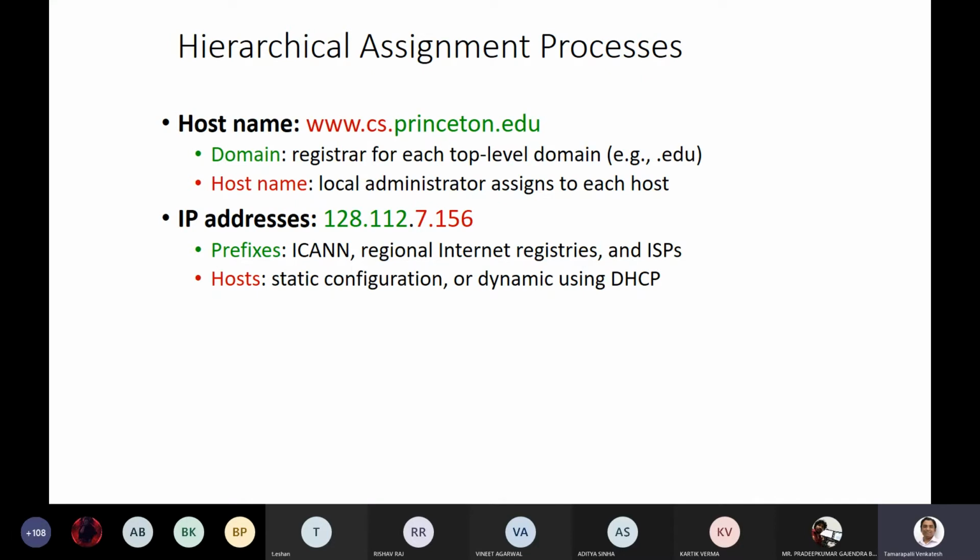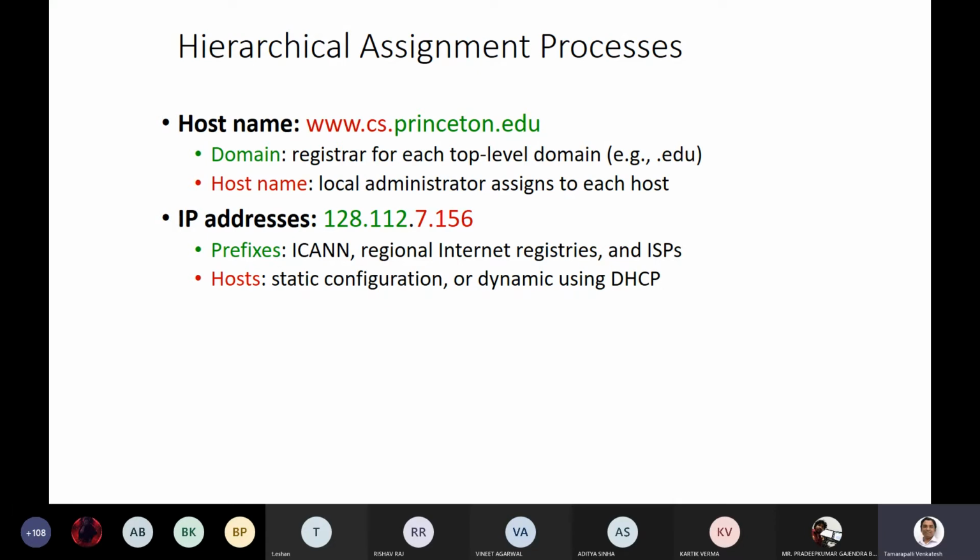This hierarchical assignment process, again, is done in a particular manner. These host names are all maintained within some domains, and for each domain there is a registrar. For example, .edu is one of the top level domains, and all the .edu sites are maintained by a registrar. And then the other subdomains within edu are assigned appropriately, and then there is typically a local administrator who assigns the host names for each of the organizational hosts.